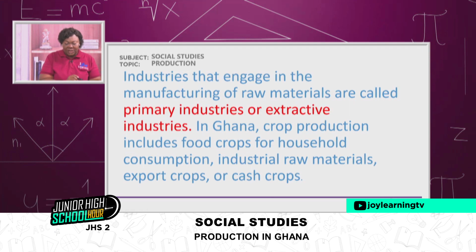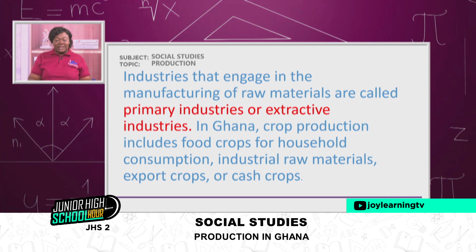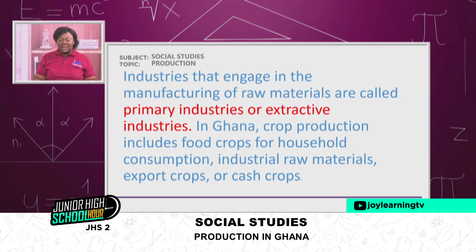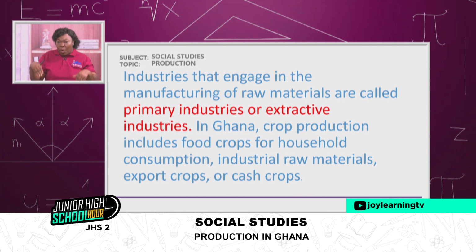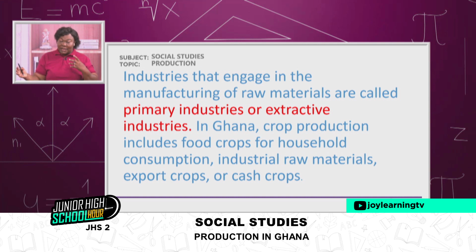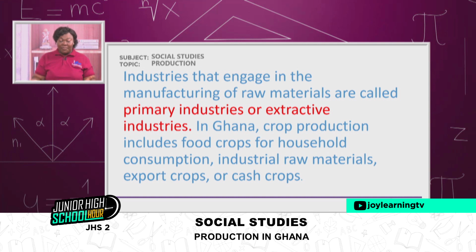Primary production. Industries that engage in the manufacturing of raw materials are called primary industries or extractive industry because we extract the minerals from the core of the earth. You know that the next time we'll be discussing mining. So we'll learn about the types of mining, and so we'll come to extraction of minerals from the core.